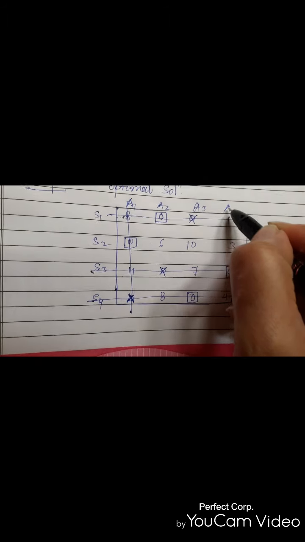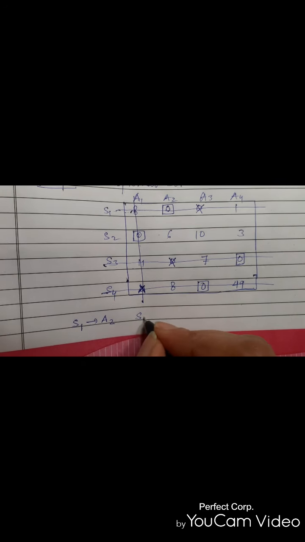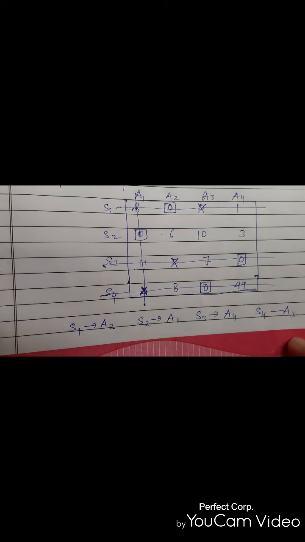So which territory should be assigned to which salesman, and what will be the minimum cost? So the answer will be S1 should be assigned A2, S2 should be assigned A1. S3 should be assigned A4 and S4 should be assigned which one? A3. This is the solution.